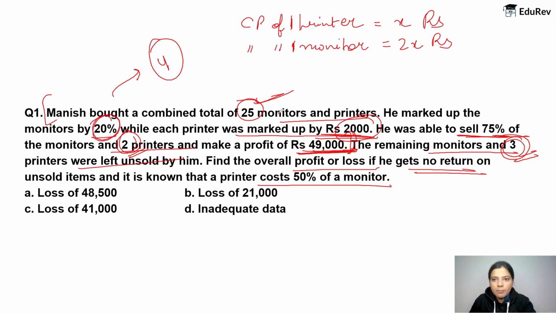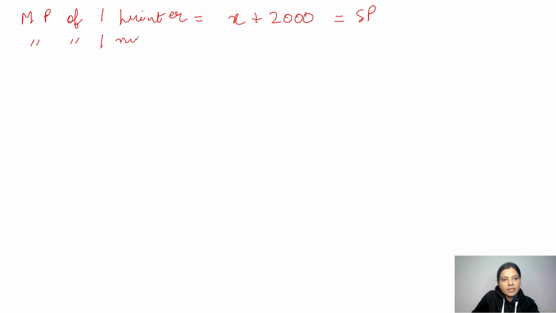So if I want to write out the markup prices in terms of X, mark price of one printer is nothing but CP of one printer, that was X, plus 2,000. So this is the mark price. Also, you can call this the selling price because here mark price and selling price will be the same. Similarly, mark price of one monitor is nothing but 2x plus 20% of it. He marked up the monitor by 20%, and 20% of 2x is 2x upon 5 because 20% is 1 by 5. So this is also the SP.